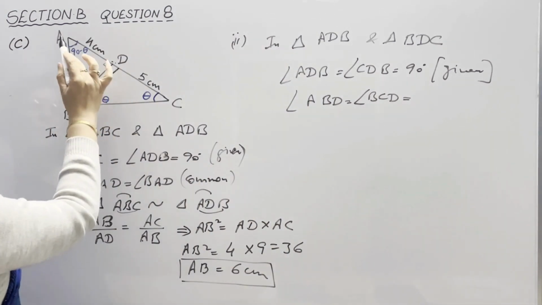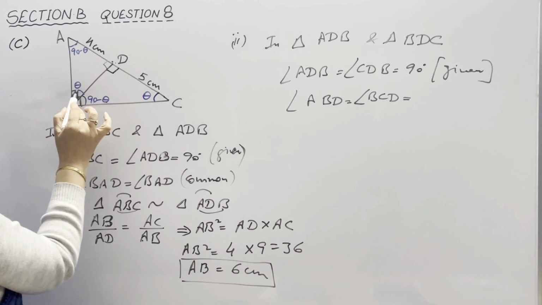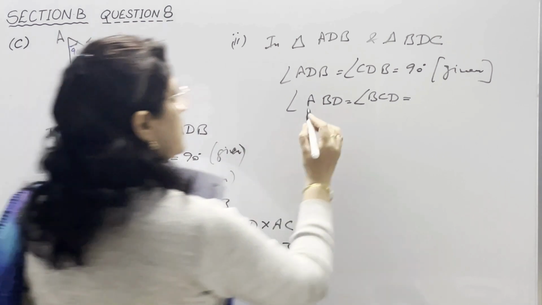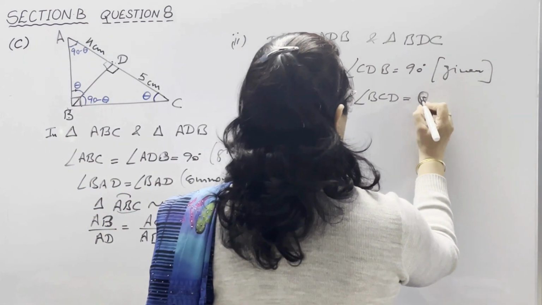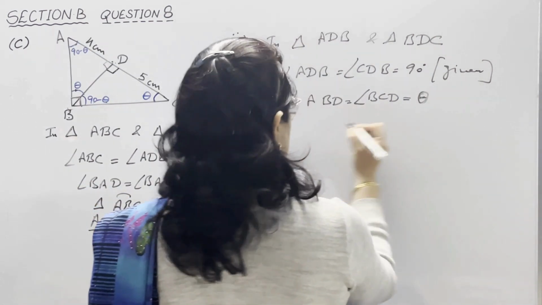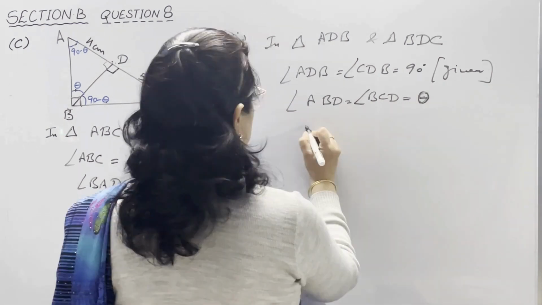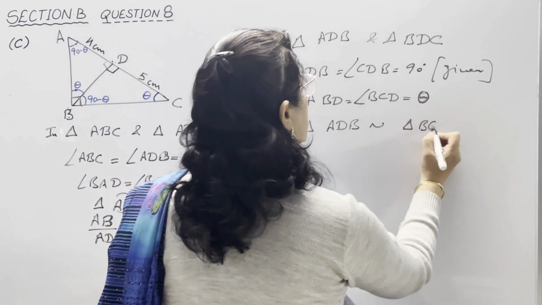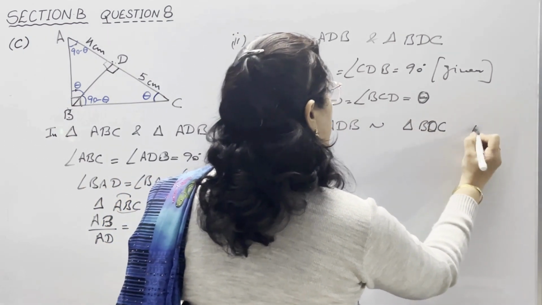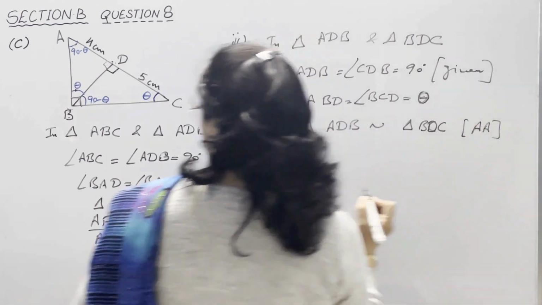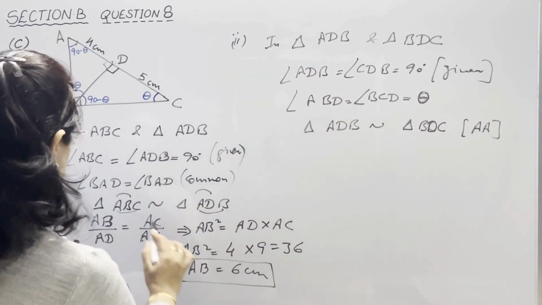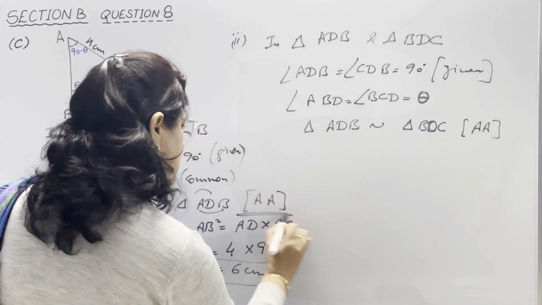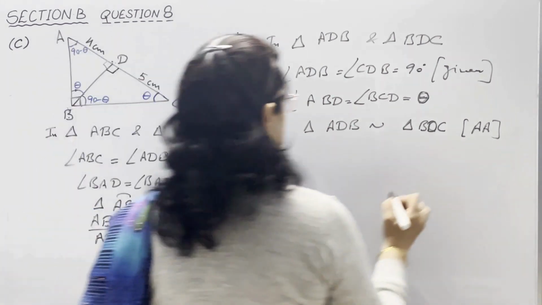Now see here, ABD means this theta and BCD is also theta. So these two angles are equal to theta. It means they both are equal to each other. So by similarity, we can say that triangle ADB is similar to triangle BDC by AA axiom. Here also I have missed, I think. You can write these triangles are similar by AA axiom. You should write this thing. Otherwise your marks can be deducted at this point.